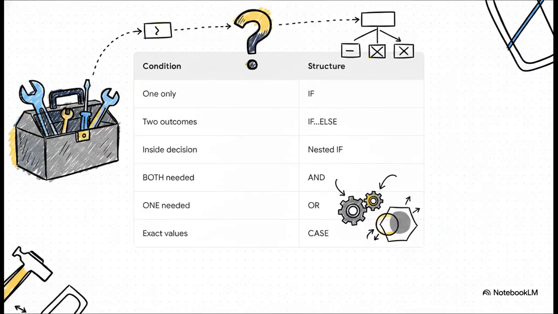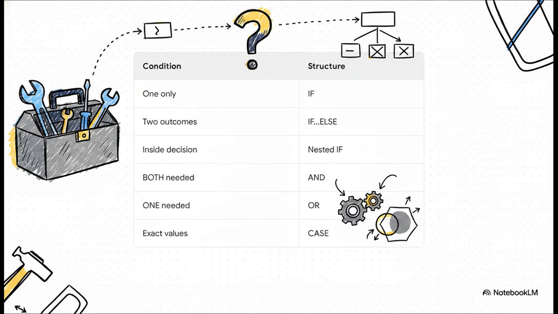So, the crucial point is, you really need to know when to use which tool. Here is your ultimate mental cheat sheet for conditional logic. Knowing exactly which tool to pull from your kit is the secret to fast, efficient programming. One condition only, reach for if. 2 distinct outcomes, if, else. A decision dependent inside another decision, nested if.